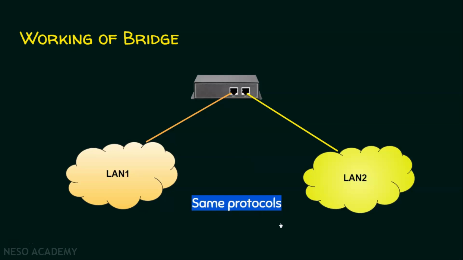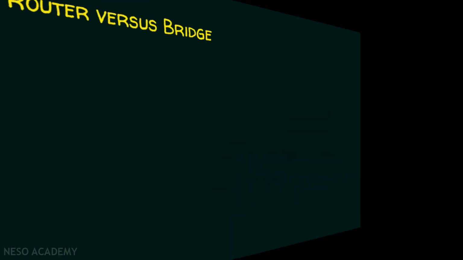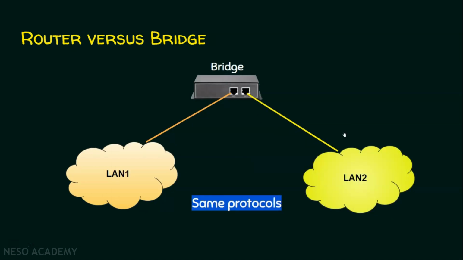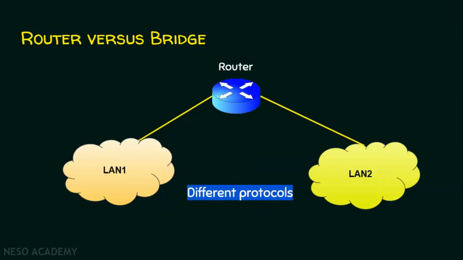Now you may have a question in your mind. If a bridge can interconnect two local area networks, a router can also interconnect two local area networks, so what is the difference between a bridge and a router? Let's see the difference now. A bridge interconnects local area networks that are running on the same protocol, and the bridge is a layer 2 device. That is, it deals with the MAC addresses. Whereas a router interconnects two different local area networks that are running two different protocols, and a router is a layer 3 device.